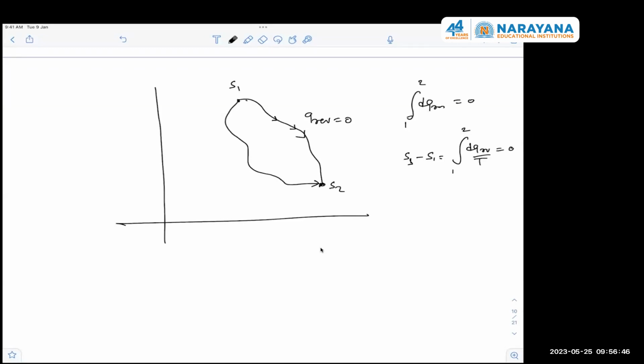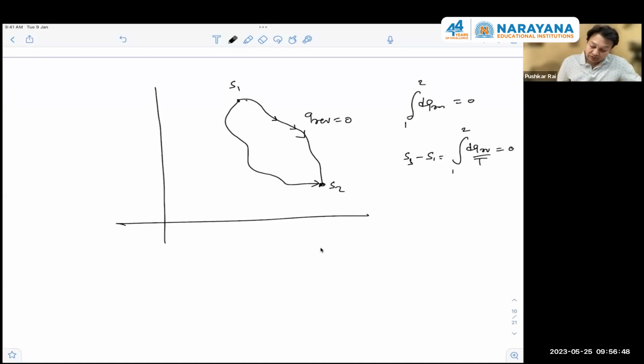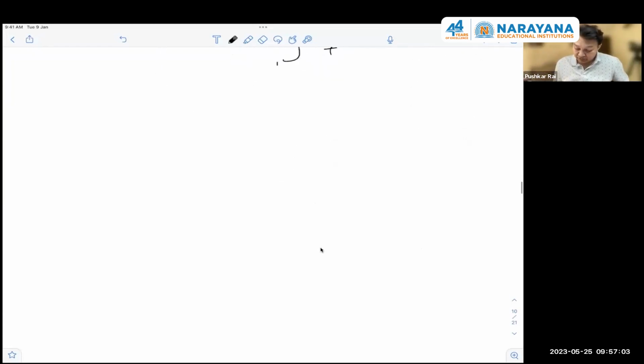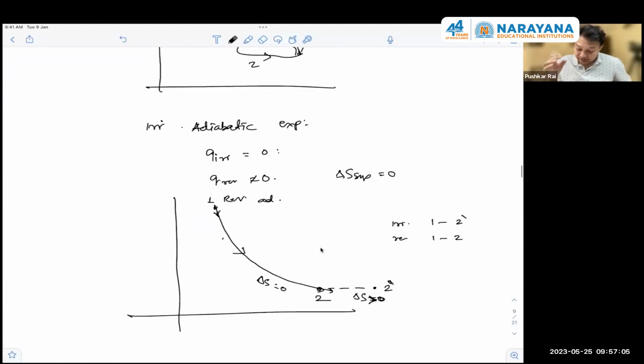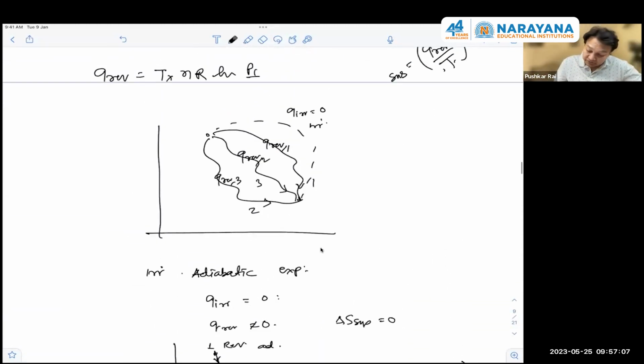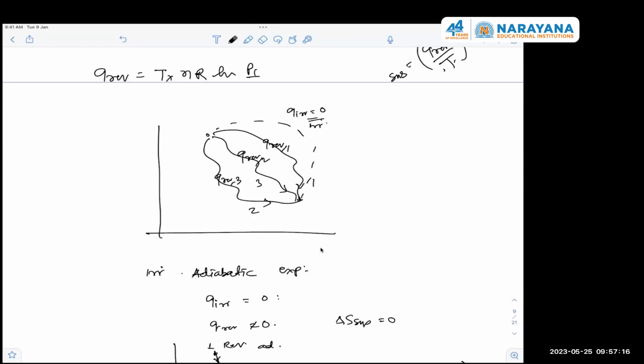Good. So from all different paths, one thing is sure, that the integral of dQ reversible by T from 1 to 2 will be the same. That is going to be a fact. So one thing at a time. You understand this process, keep it in mind: even if Q irreversible is 0, Q reversible is not equal to 0. Is that clear? Yes, sir.